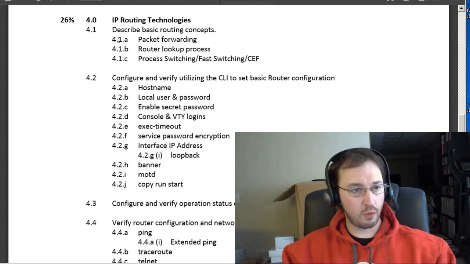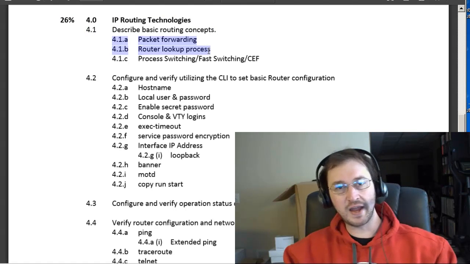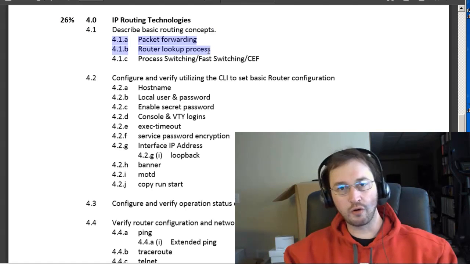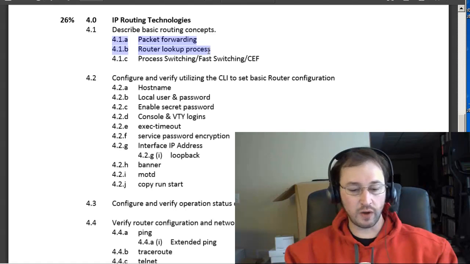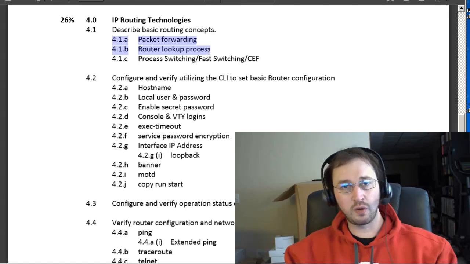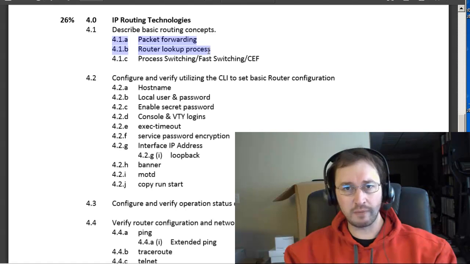So 4.1a, packet forwarding, and 4.1b, router lookup process, are very similar in nature. Basically, this is saying understand how a router actually forwards packets. What type of information does a router look at in order to make a routing decision? So basically what this boils down to, guys, at least for purposes of ICND1, is destination IP address.